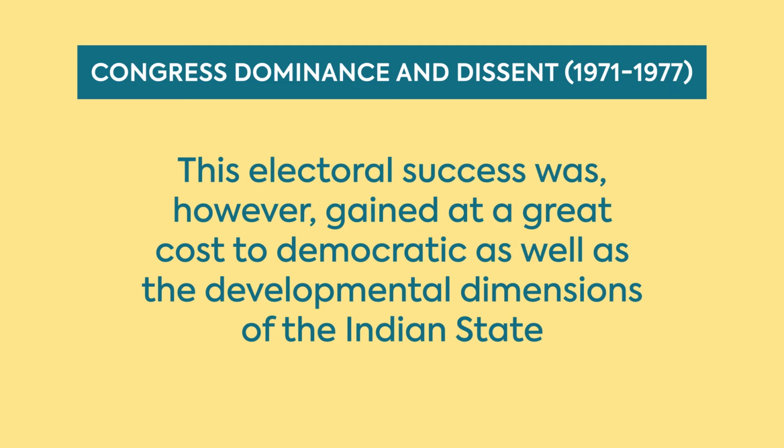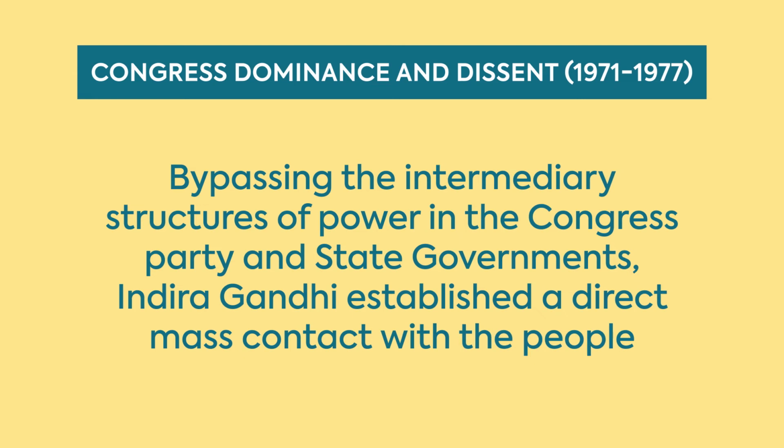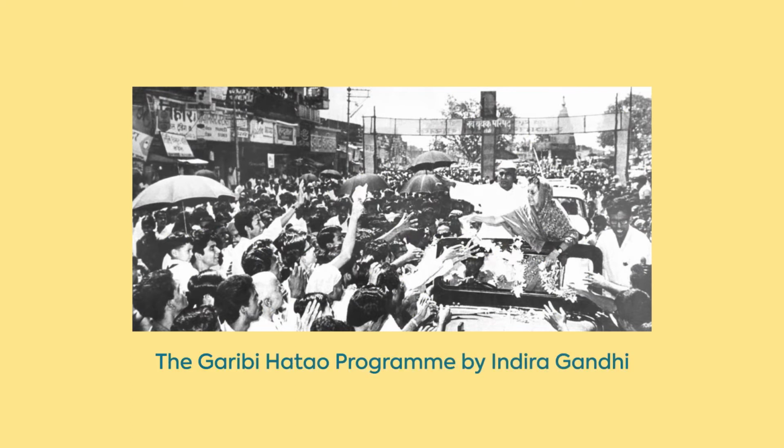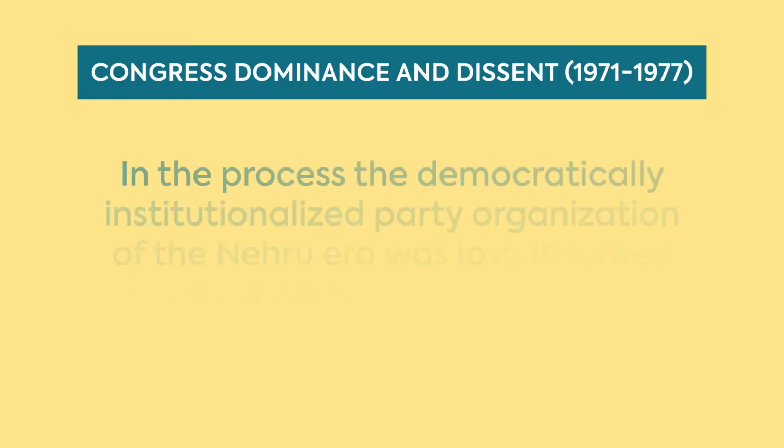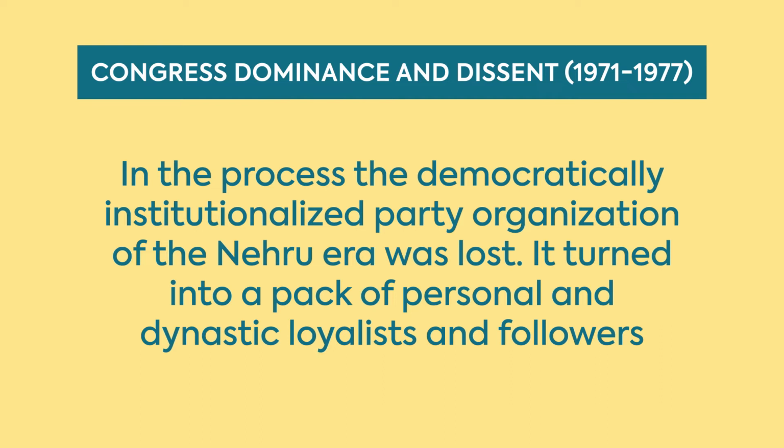But that does not end the third phase. This electoral success was gained at a great cost to democratic as well as developmental dimensions of the Indian state. Bypassing the intermediary structures of power in the Congress party as well as in the state governments, Mrs. Gandhi established a direct mass contact with the people through her very popular slogan of Garibi Hatao. In the process, the democratically institutionalized party organization of the Nehru era was lost. It turned into a pack of personal and dynastic loyalists and followers of Mrs. Gandhi. The earlier democratic structure of the Indian National Congress was lost.